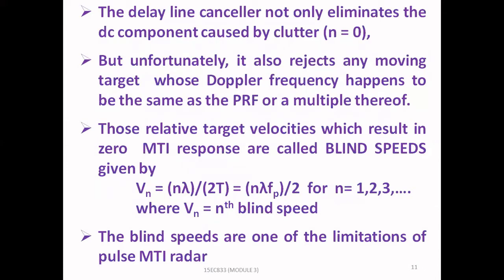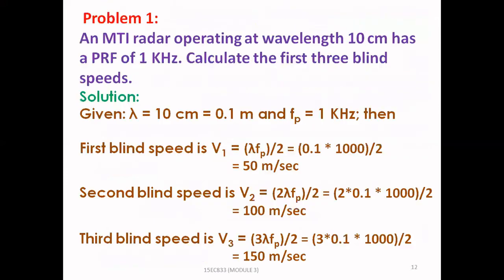Those relative target velocities which result in zero MTI response are called blind speeds, given by Vn equal to n lambda divided by 2T, or equal to n lambda Fp divided by 2, for n equal to 1, 2, 3, and so on to infinity, where Vn is called the nth blind speed. The blind speeds are one of the limitations of pulse MTI radar.